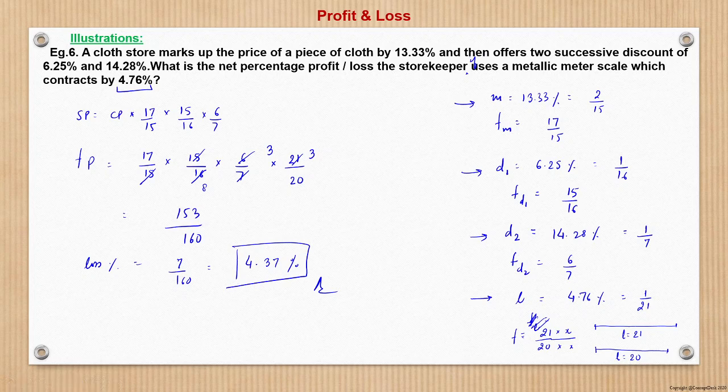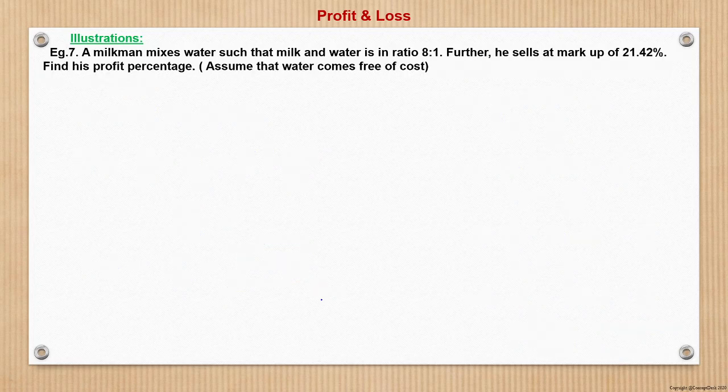So what we did, we analyzed different factors. Those factors were four factors. One was the markup, second was one discount, then another discount, then the length because of the meter scale. We analyzed their impact, how those factors impact the selling price, and selling price upon cost price is the multiplying factor for the profit. The effective net factor for the profit we calculated, and therefore in this case this was a loss. So net loss we have found out.